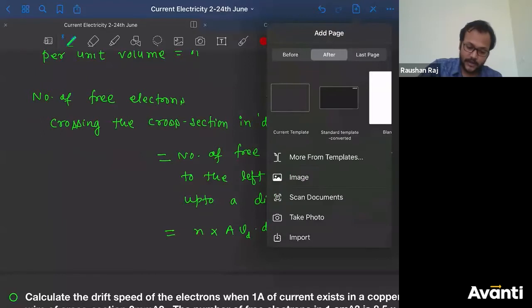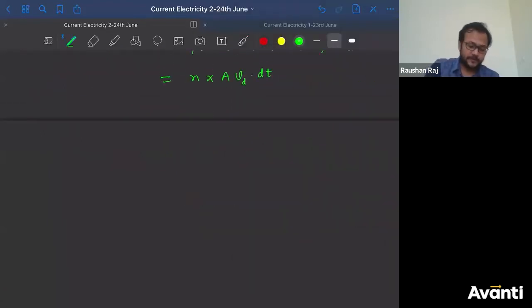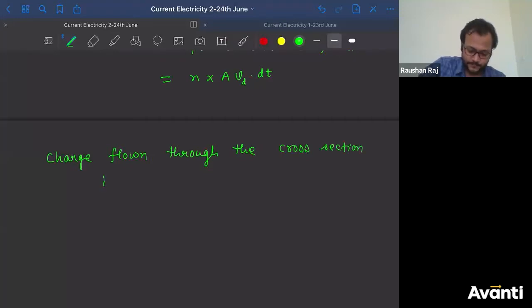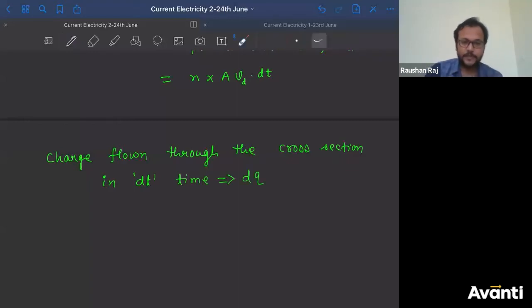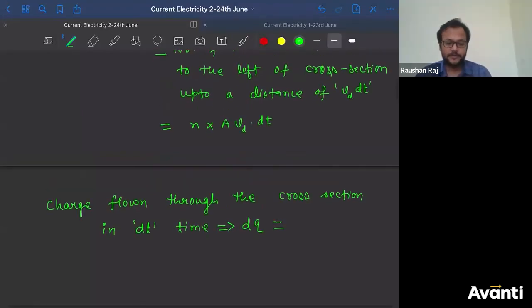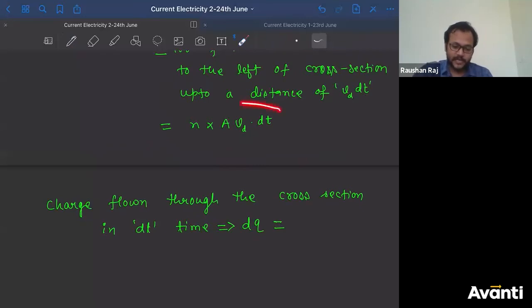If I ask you again now, tell me what is the total charge? What will be the charge equivalent to this? So the charge flown through the cross section in dt time. Tell me what will be the answer. If I name that charge as dq, what should be the value of dq here? Can I say multiply the charge of electron here? That will be the charge.